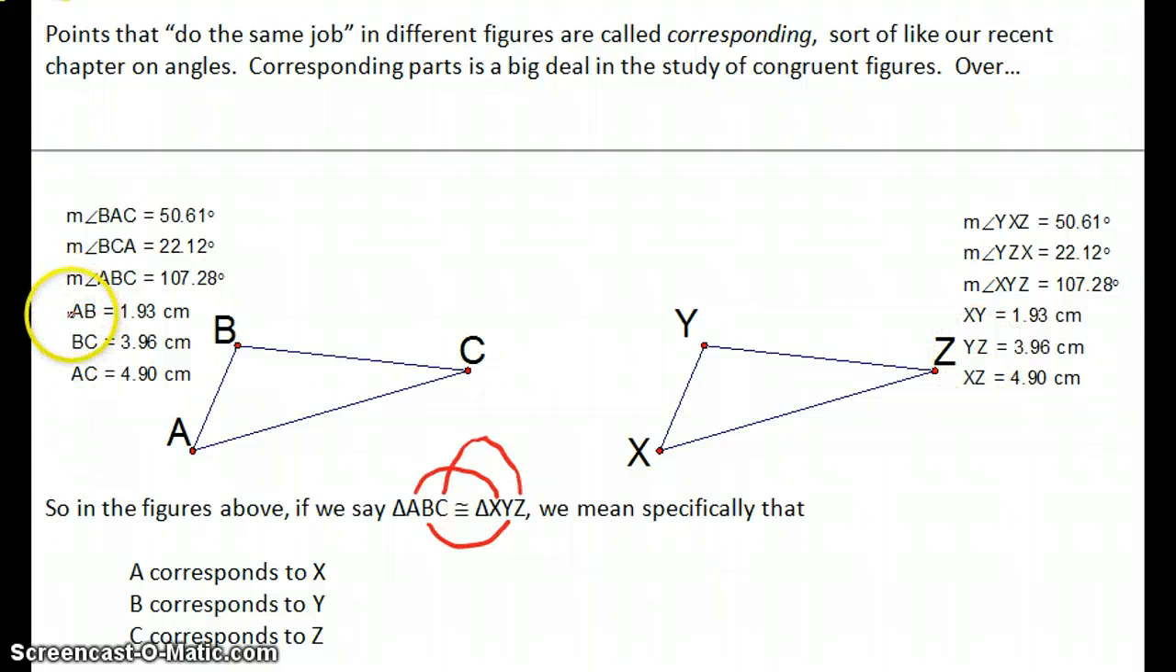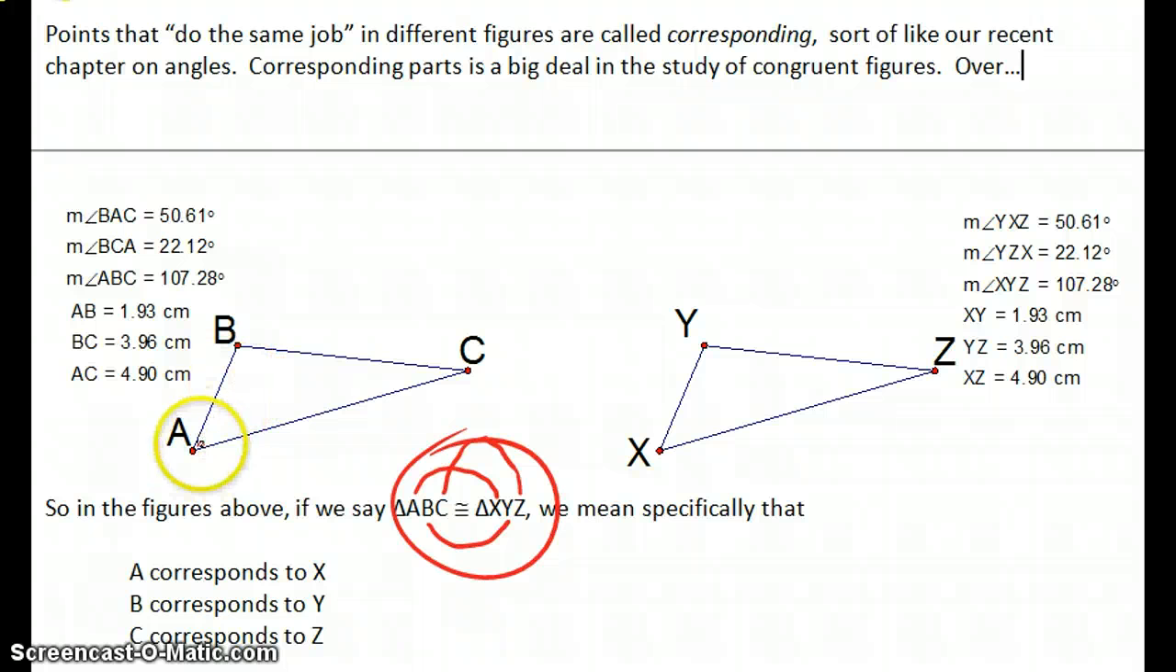These distances, the distance from A to B, the first 2 points here, would be the same as the distance from X to Y, those 2 points there. A to B, 1.93, X to Y, 1.93. And they're all like that. So the way this statement is written is very powerful, but because of that, you have to be very careful about it.